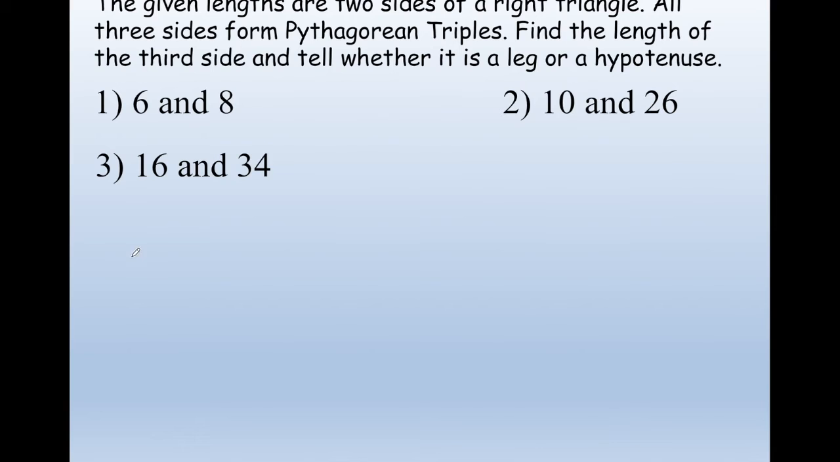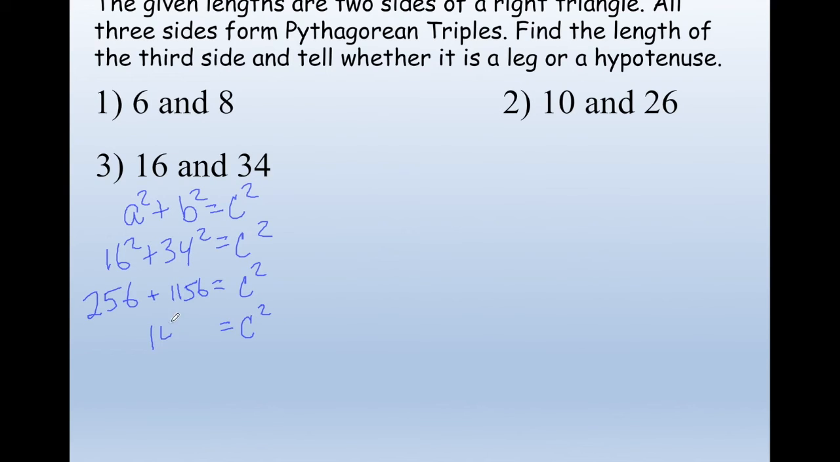Okay, we're glad you're back. Let's see what you got. I'm going to take the a squared plus b squared equals c squared. 16 squared plus 34 squared equals c squared. 256 plus 1156 equals c squared. C squared equals 1412. Square root of 1412 on our calculator, and I'm expecting a whole number, and I get 37.5. So I'm a little disappointed. So I know what I have to do. I have this set up wrong.